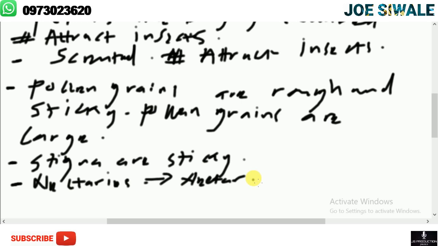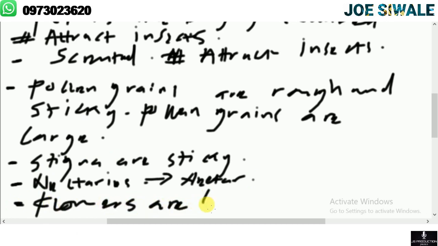Then the other adaptation is that these flowers are usually big or large in size, and the main reason why these flowers are large in size is so that they can be seen by the insects. So these are the adaptations of insect-pollinated flowers.